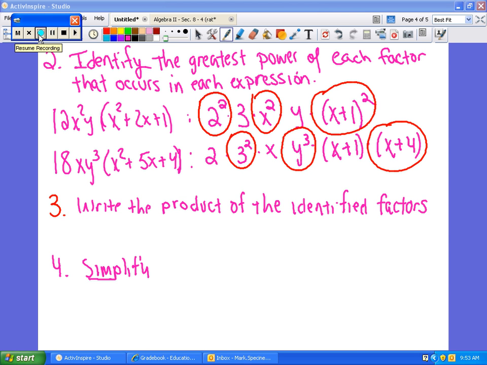Go ahead. Why did you circle the circle? Because it's the greatest power, the highest exponent of each factor. So I have 2 here versus 1 here, so I circled the 2. I have 1 3 here and 2 3's here.